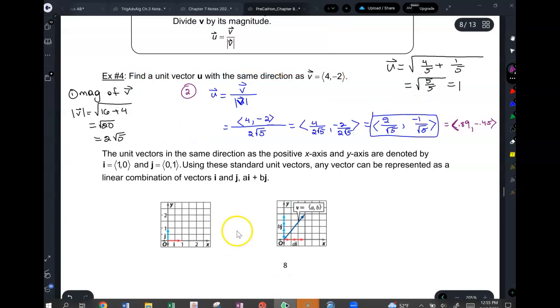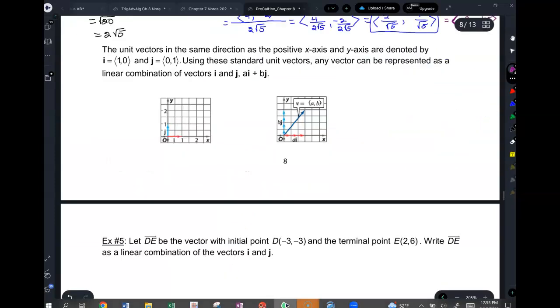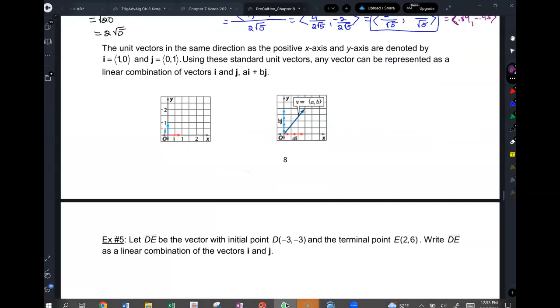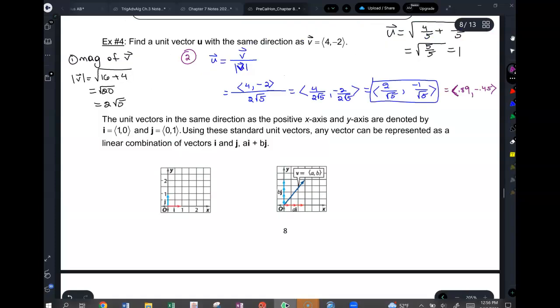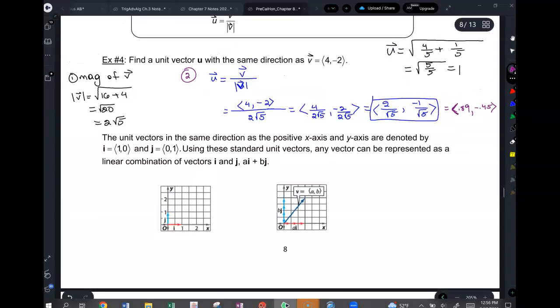Okay, any questions? Yeah. Like when you wanted to check if it was right, why did you do the 4 bits plus 1? Because I wanted to see what the magnitude was, and we find magnitude by squaring this plus squaring that and adding it. Okay? All right. So that is a unit vector.